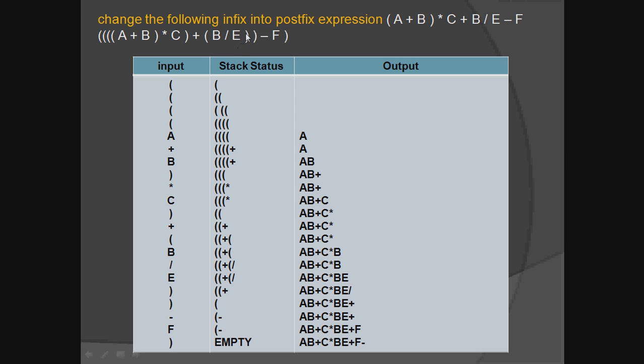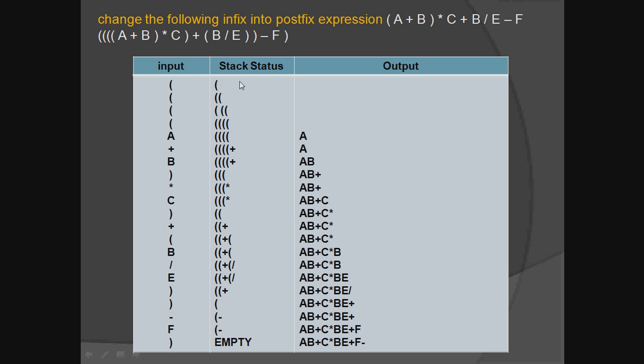Then again the closing bracket is read, so the division symbol is popped out, and the left parenthesis is popped out. So now we divide b by e. Then after that, again another closing bracket is encountered, which means that we pop out. So now the result of abc will be evaluated with this b result, by this plus operator.